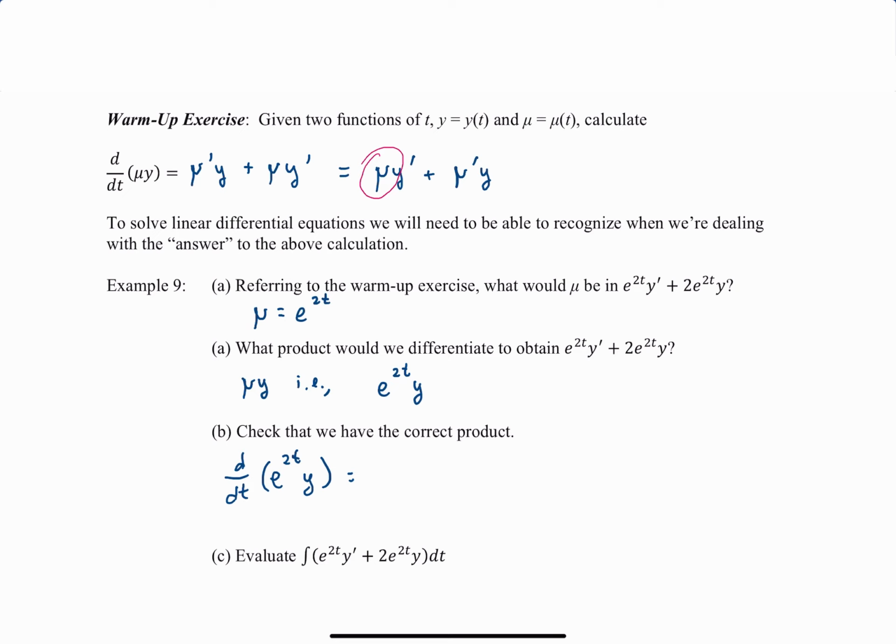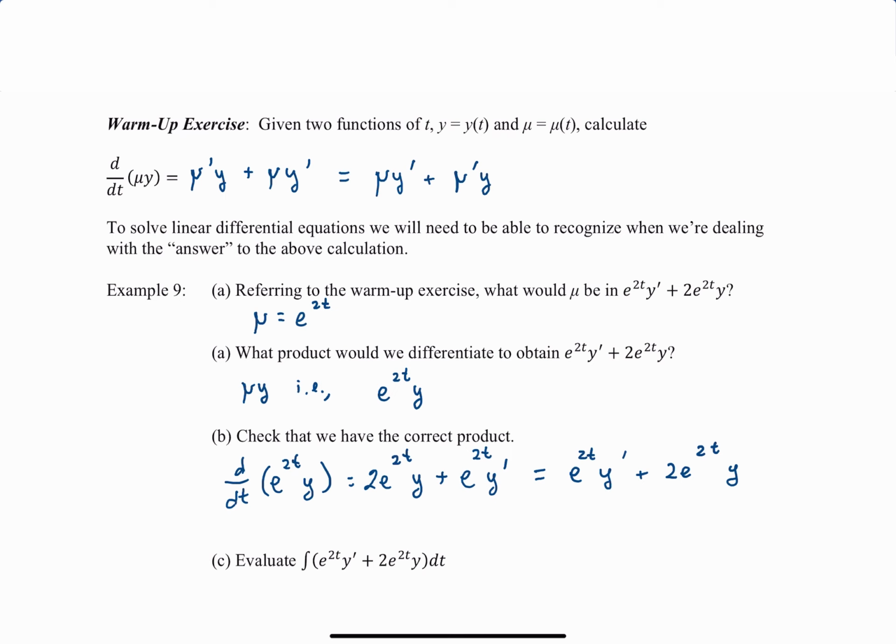So differentiating e to the 2t, I have 2e to the 2t y plus, and next I keep the e to the 2t and differentiate the y. And that is the same thing as saying I have e to the 2t y prime plus 2e to the 2t y. So indeed, this function, if you differentiate it, will give you that expression.